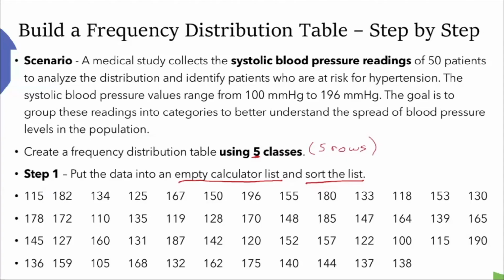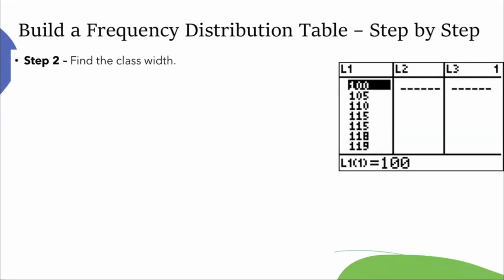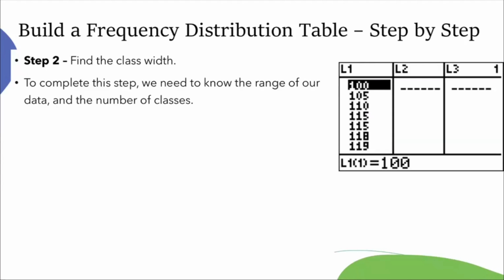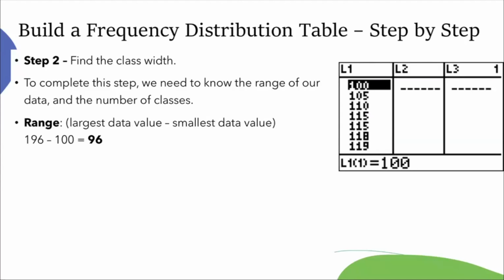So now that we've put the data into the calculator's list, the next step is to calculate the class width. So with the data on your calculator, you've taken note of the smallest value and the largest value. So those two numbers, 100 and 196, allow us to compute the range of our data. So we take the largest value, 196, and subtract the smallest value, 100, and that gives us a range of 96.